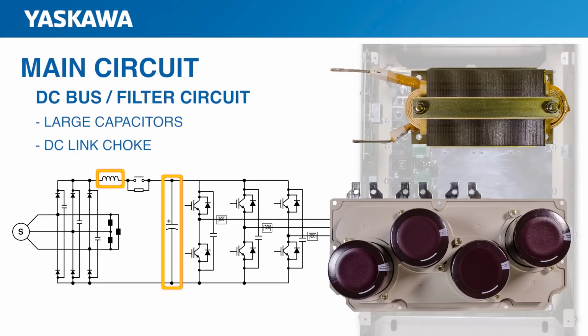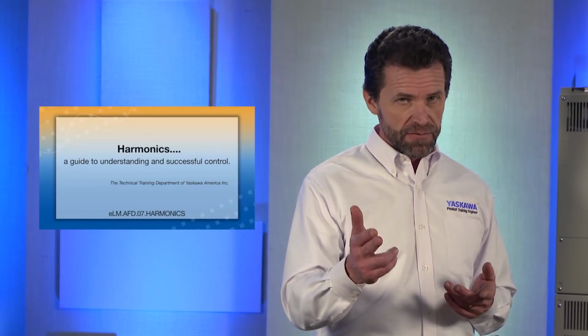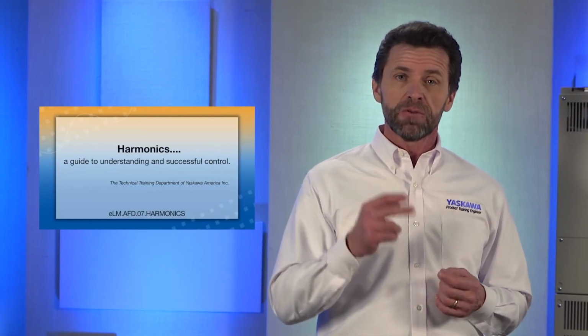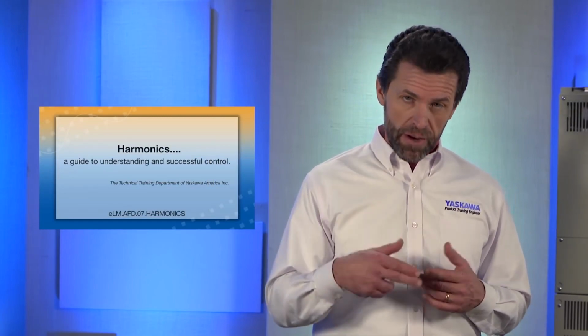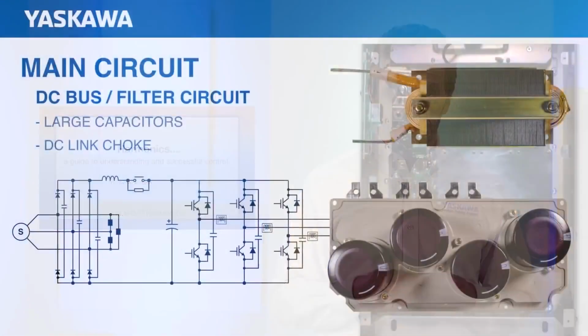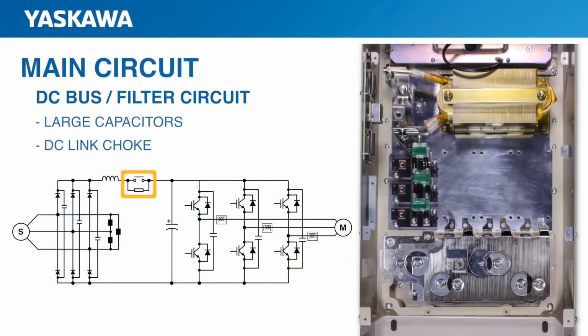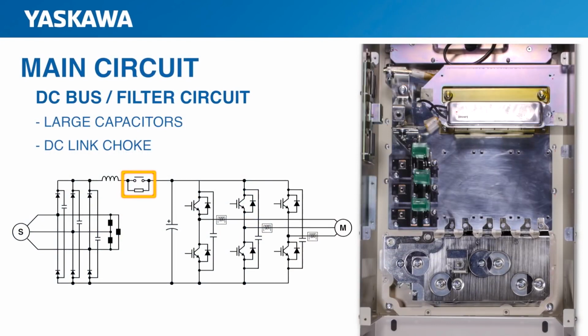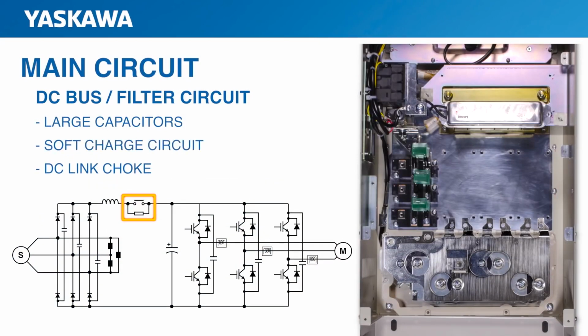In any system using a combination of a rectifier and a filter, capacitors may result in discontinuous current draw. Now, this results in harmonics being reflected back on the incoming line. Yaskawa has a video titled Harmonics that further explains this topic and ways to mitigate harmonics. The components between the rectifier and the filter capacitors comprise a soft charge circuit.